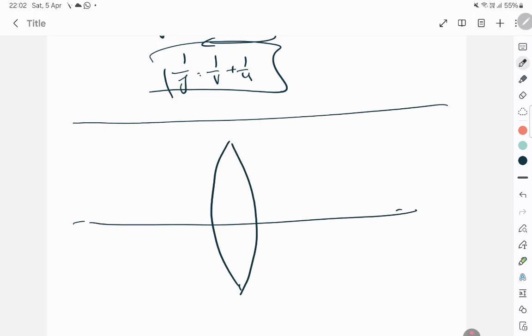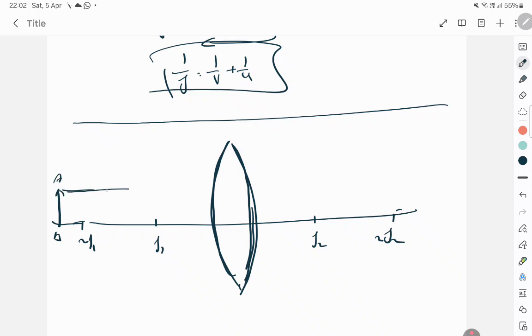Okay, so you have F1 and 2F1. You will have F2 and 2F2. There'll be both sides because there's one curvature here, another curvature also here, right? So suppose let's take a position where the object is beyond 2F1.